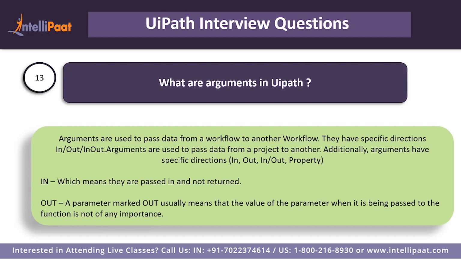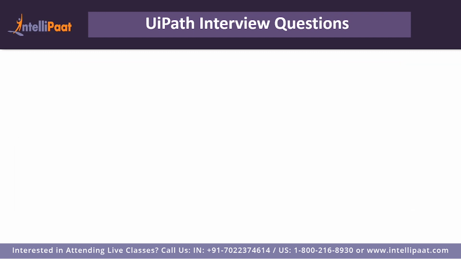In this case, I have the in argument as I'm sending the data, putting in the data from some other workflow to this workflow. And as I get all of those done, I can put an out type of parameter and return the variables back to the first workflow, right? So that is how you use the arguments in UiPath. Let's get on to the next one.